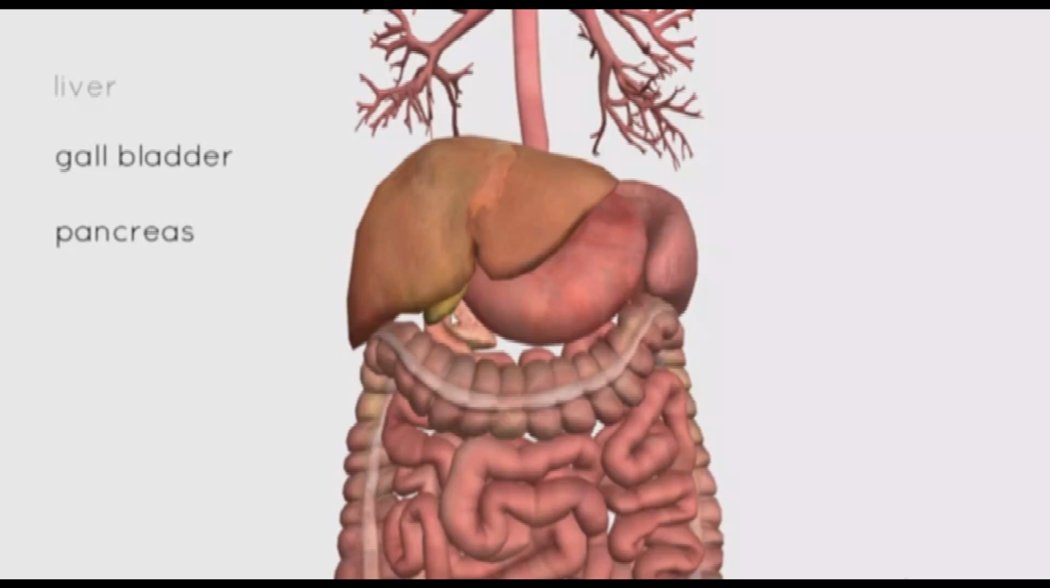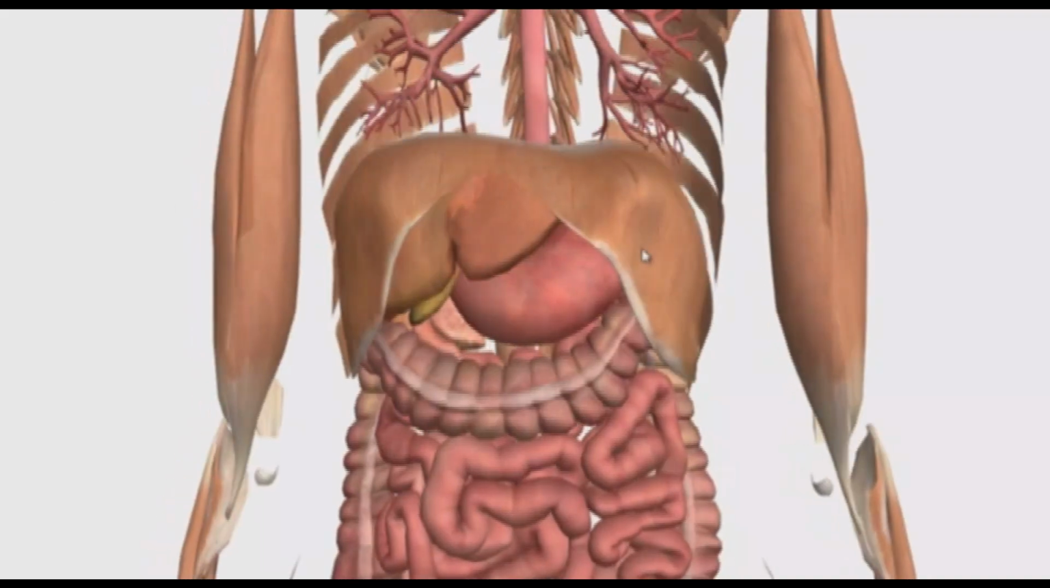So the liver lies in the upper right quadrant, and you can see this organ here. It's this triangular shaped organ which sits underneath the diaphragm. So I've just added in the diaphragm here, and you can see it lies over the abdominal viscera.